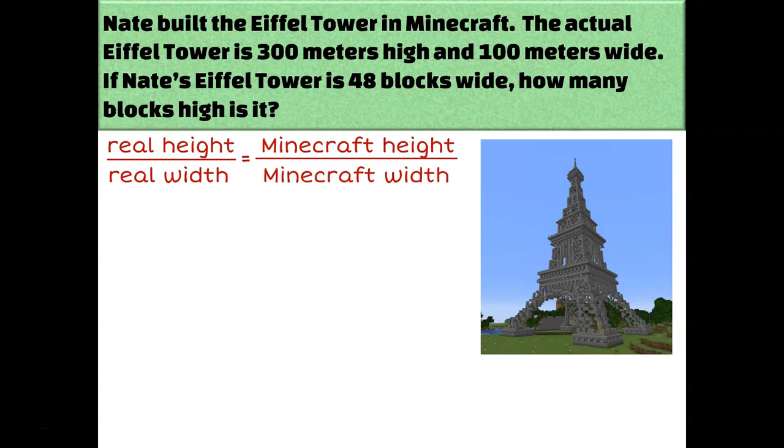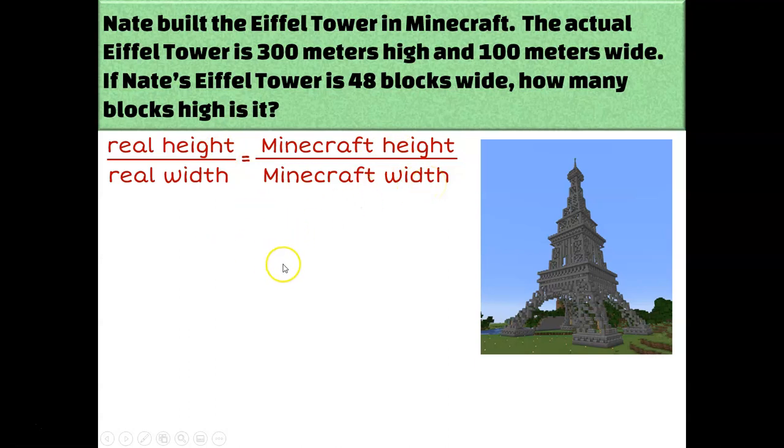That's not the only way you could set up this proportion. This proportion relates real to real and Minecraft to Minecraft. You could also relate height to height and width to width. So you could say real height over Minecraft height equals real width over Minecraft width. As long as your ratios compare corresponding things, you'll get the right answer.